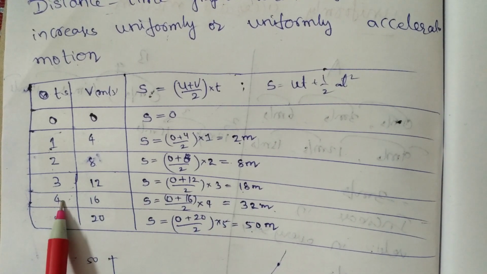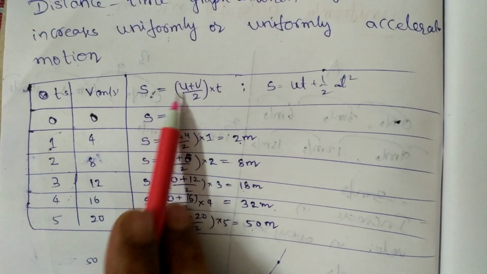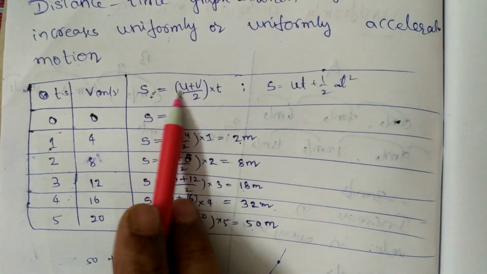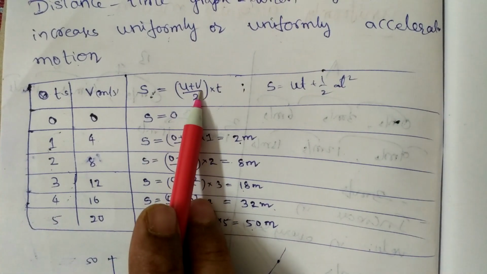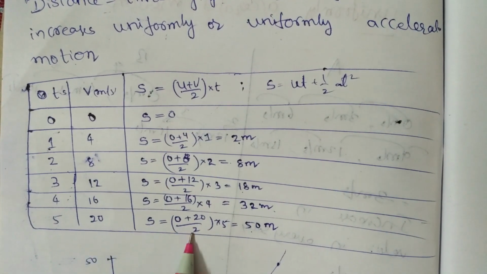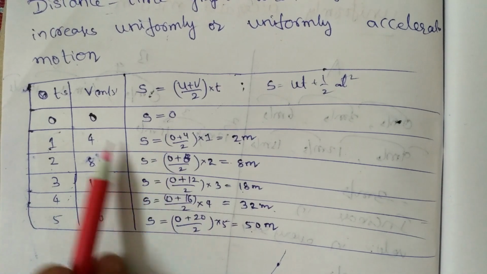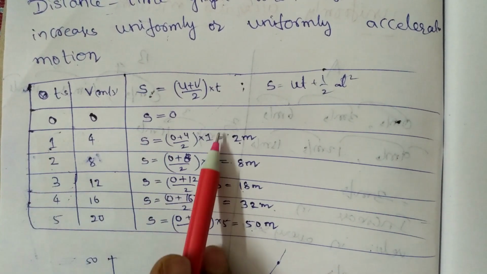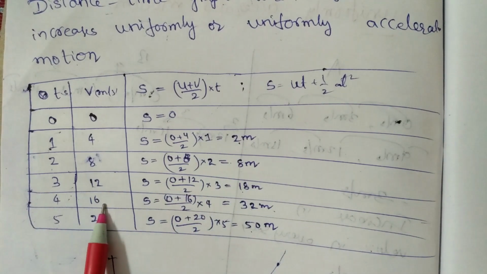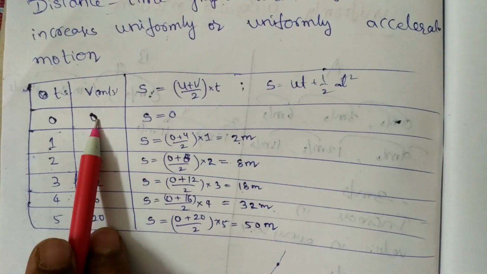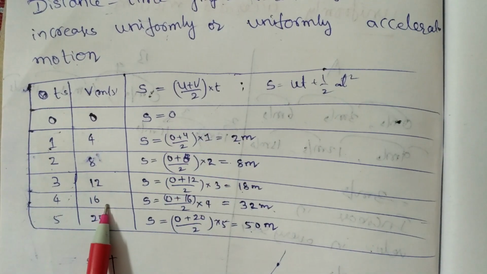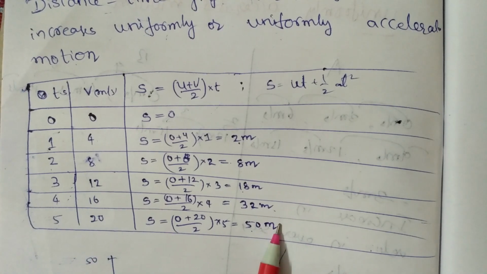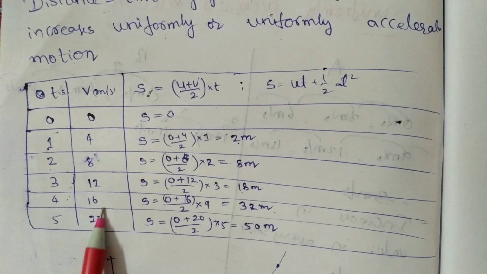At the end of 4 seconds, initial velocity is 0 and velocity is 16. 0 plus 16 by 2 is 8, 8 into 4 is 32. Similarly, at the end of 5 seconds, 0 plus 20 by 2 is 10, 10 into 5 is 50 meters. If you observe, in the first second the displacement covered is 2 meters, but in the last second the displacement covered is 18 meters, because the velocity is higher there.